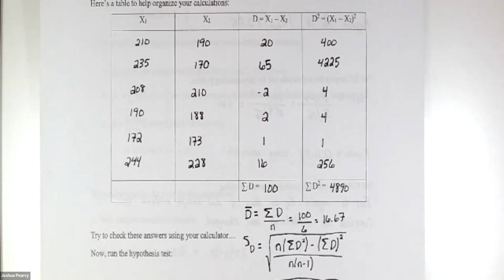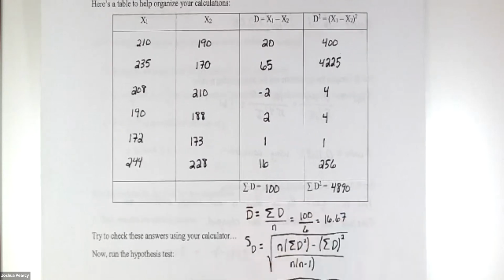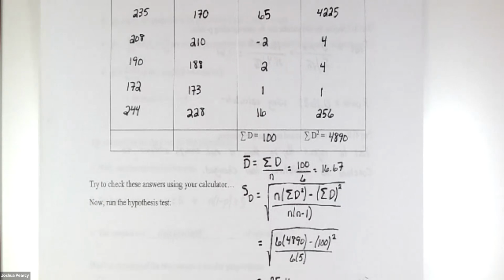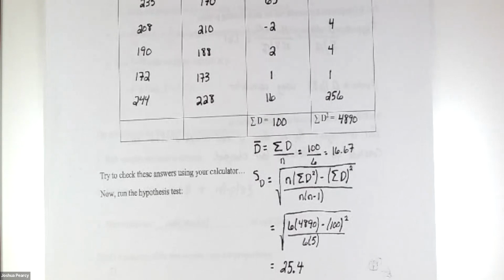Then SD, you just use these two right here and N. So N times the sum of the differences squared, which is 4,890, minus the sum of the differences, that quantity squared, which is 100 squared. Then divide that by N times N minus 1. And look, you get the same thing. It's a lot easier way to do it on your calculator and Excel than doing it by hand.